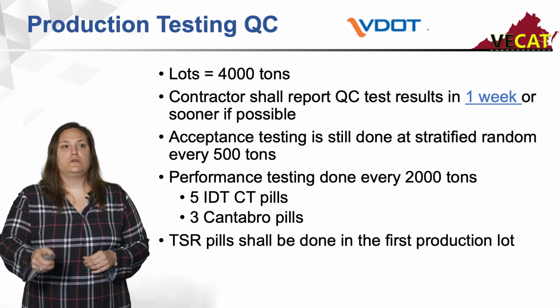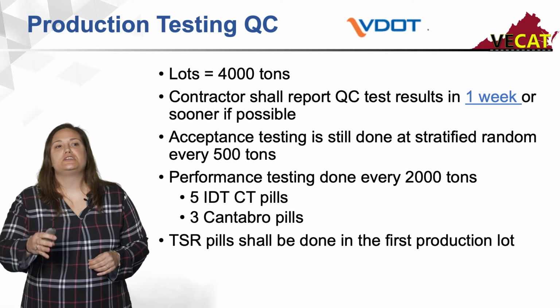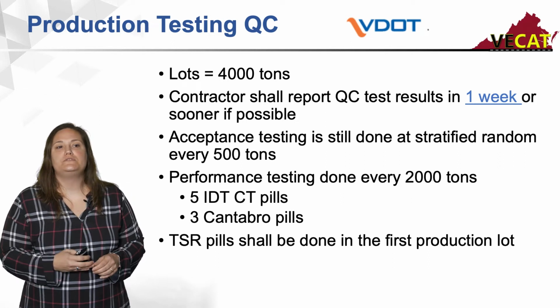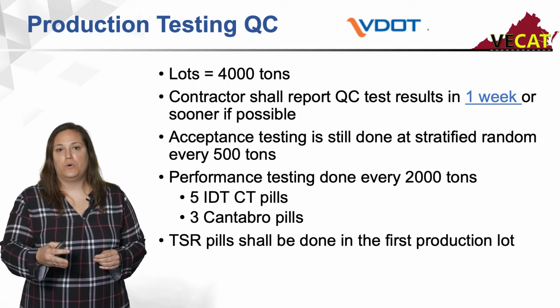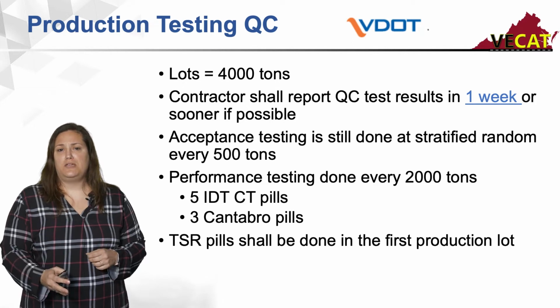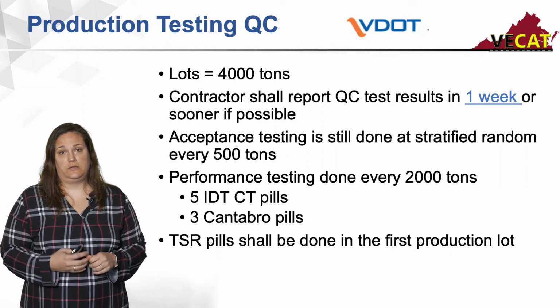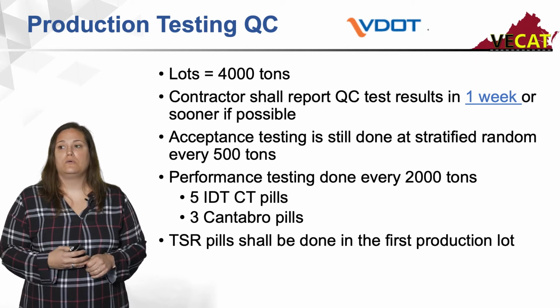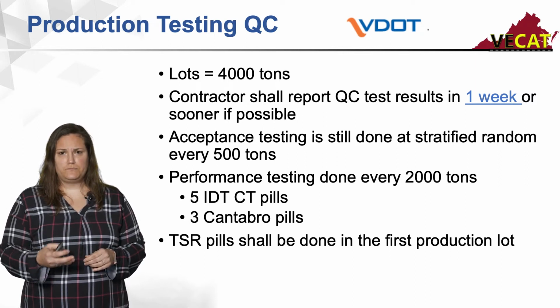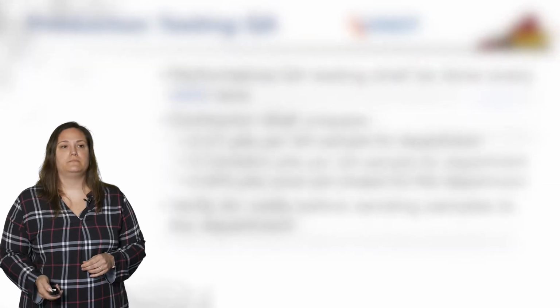Now, with your production testing for QC, you will have to pull 1 APA rut testing sample per project. That's what we're doing this year. There's only 1 APA rut sample per project.